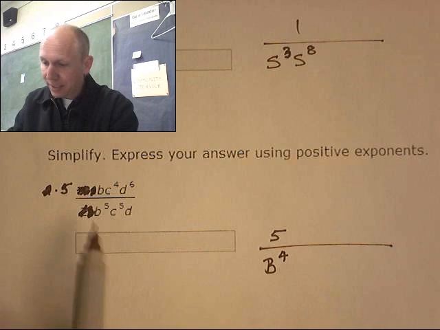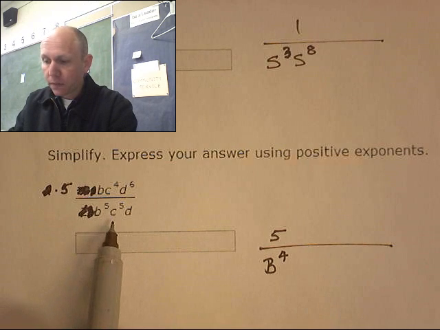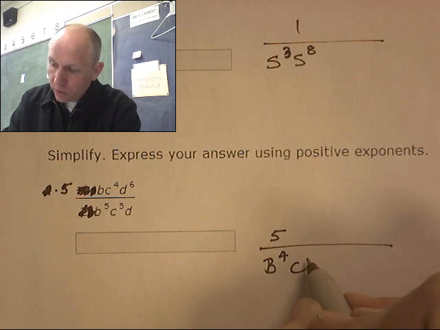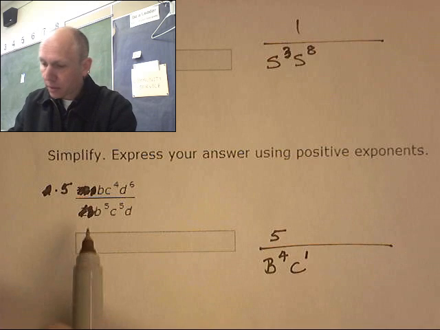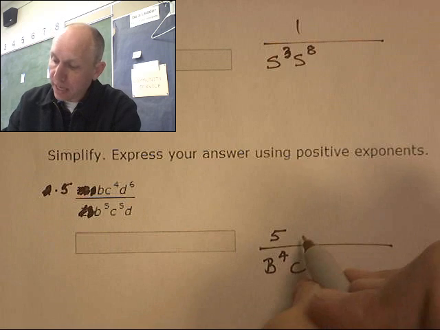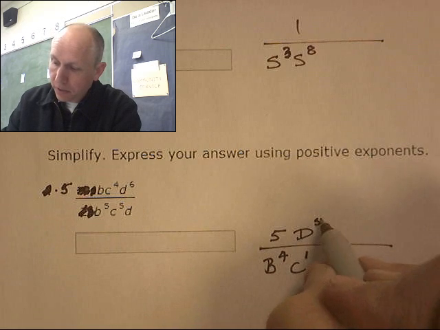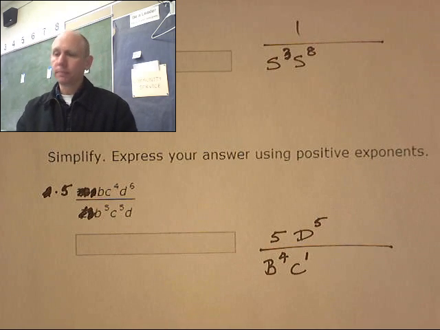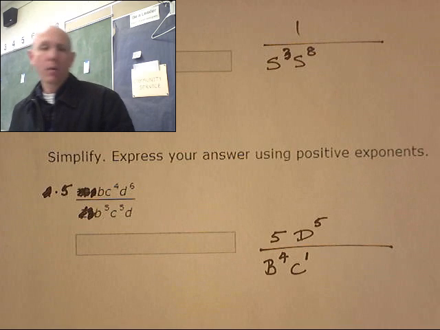B's are done. Let's take a look at the c's. C to the 4th, c to the 5th. There's 1 extra on the bottom, so it's c to the 1st. D to the 6th, d to the 1st, means there are more on the top. D to the 5th on top. There we go. And that's it for that one.